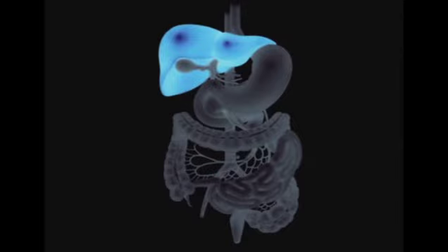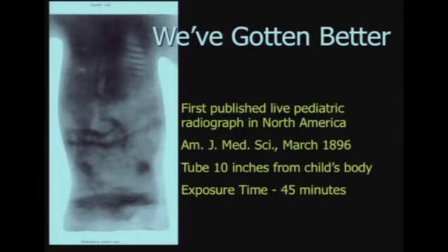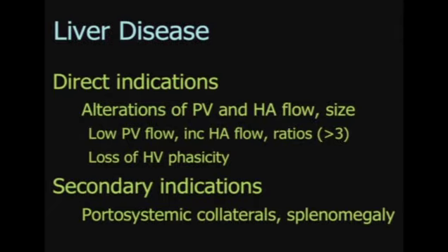So let's talk about some liver applications for Doppler. And certainly we've gotten a lot better. This was the first published radiograph of a live patient in North America. Not much to say about the abdomen in that child, but ultrasound gives us a tremendous window into the abdomen and particularly into the liver. When we're talking about liver disease, we're often looking at flow and direct indications of abnormality, meaning alterations of portal vein and hepatic artery flow and size.